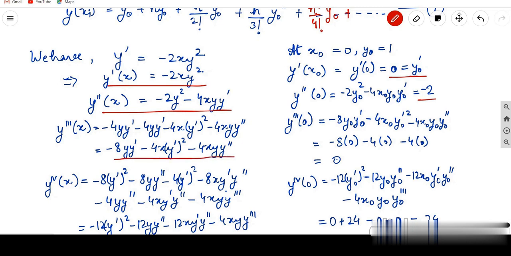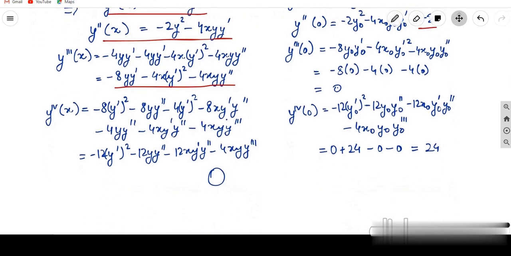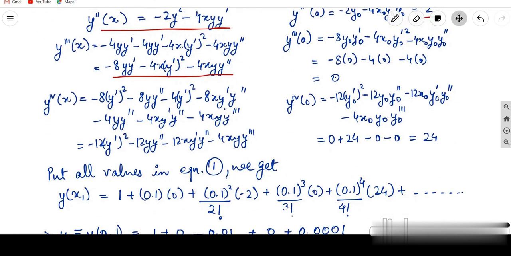So at the initial point x0, y0, we are getting y triple dash as 0. For the fourth derivative, we'll differentiate the triple derivative and we'll get the solution as this. Again, at the initial point x0, y0, I am getting the answer as 24.